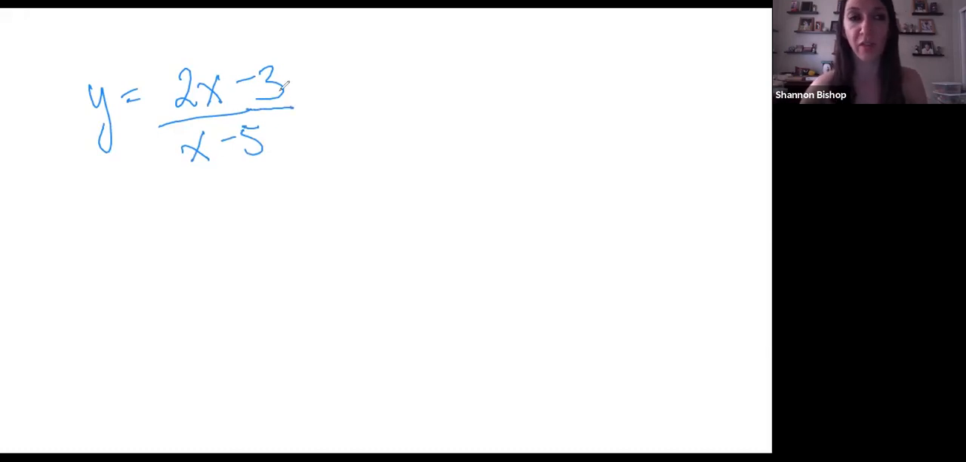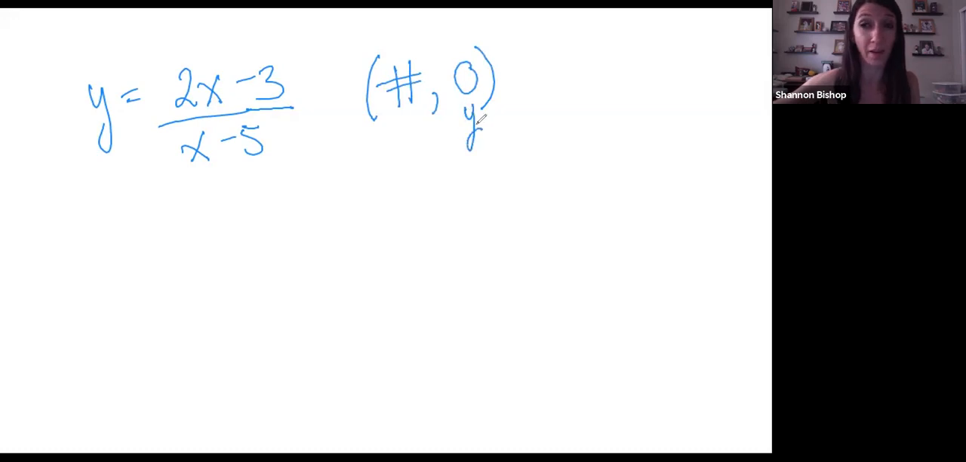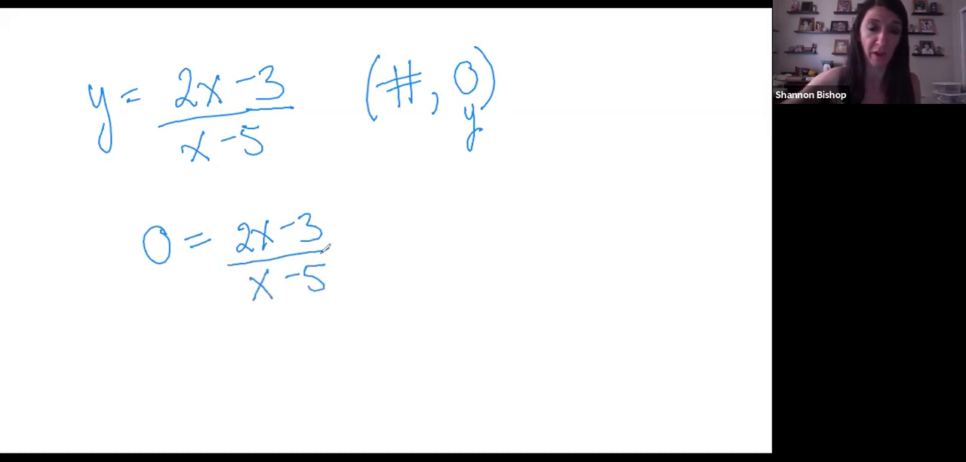So just like with the vertical intercept, for the vertical intercept, you plug a 0 in for x. Well, for the horizontal intercept, you plug a 0 in for y. The output is now 0. So it's going to say 0 equals 2x minus 3 over x minus 5. And when you first look at that, you might say to yourself, well, gosh, how the heck do you solve that? That's kind of a weird looking equation.